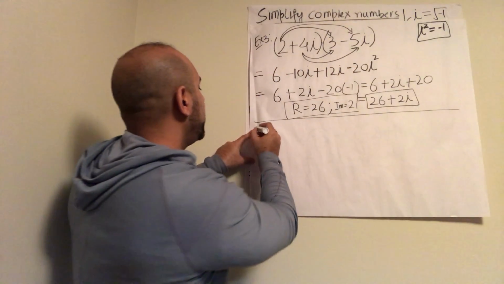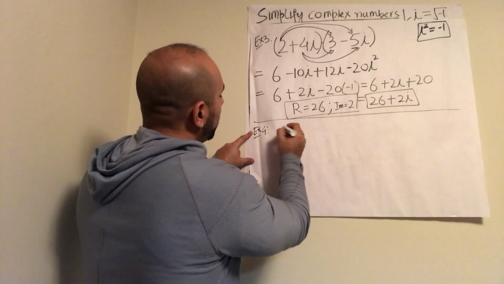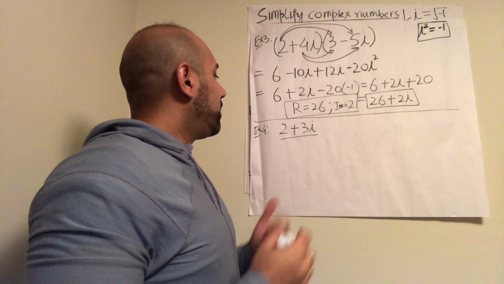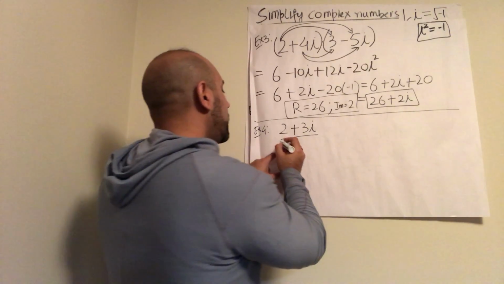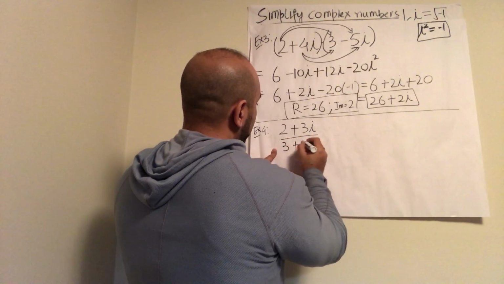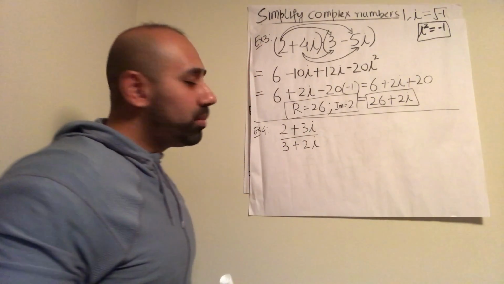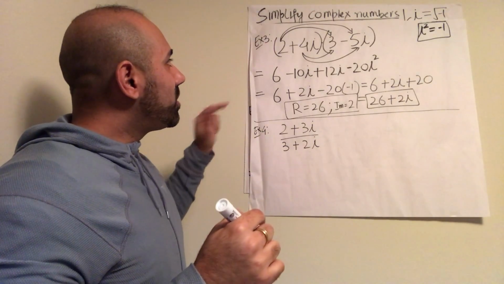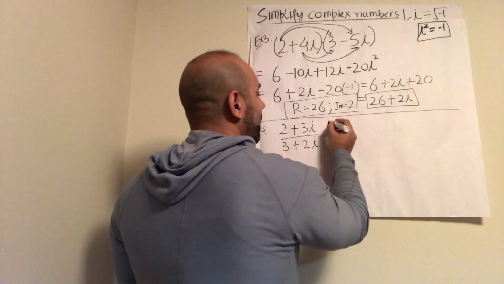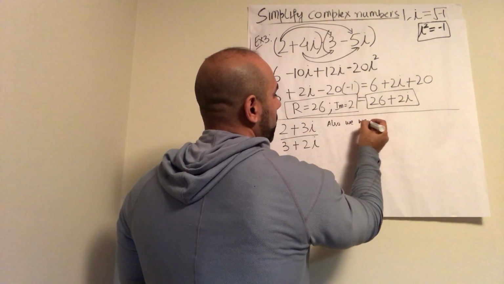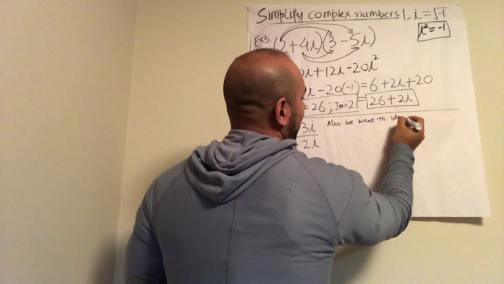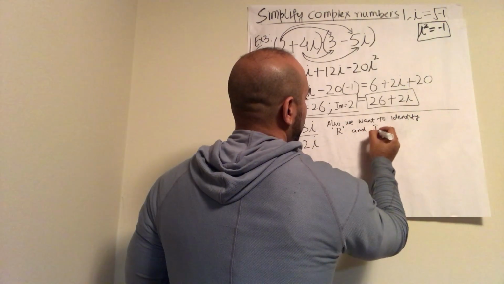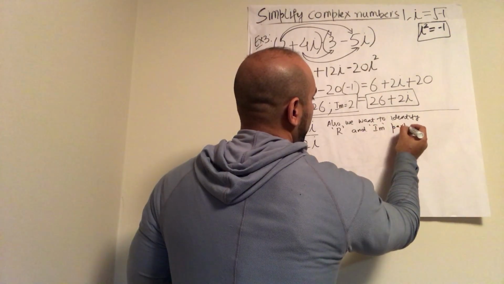Now let's move on to our final example, example 4, where we want to look at a division example. Let's say we have 2 plus 3i, one of the complex numbers, and we want to divide it by another complex number, let's say 3 plus 2i. If we are trying to divide a complex number by another complex number, remember our goal is to simplify this, and also to identify the real and imaginary parts.